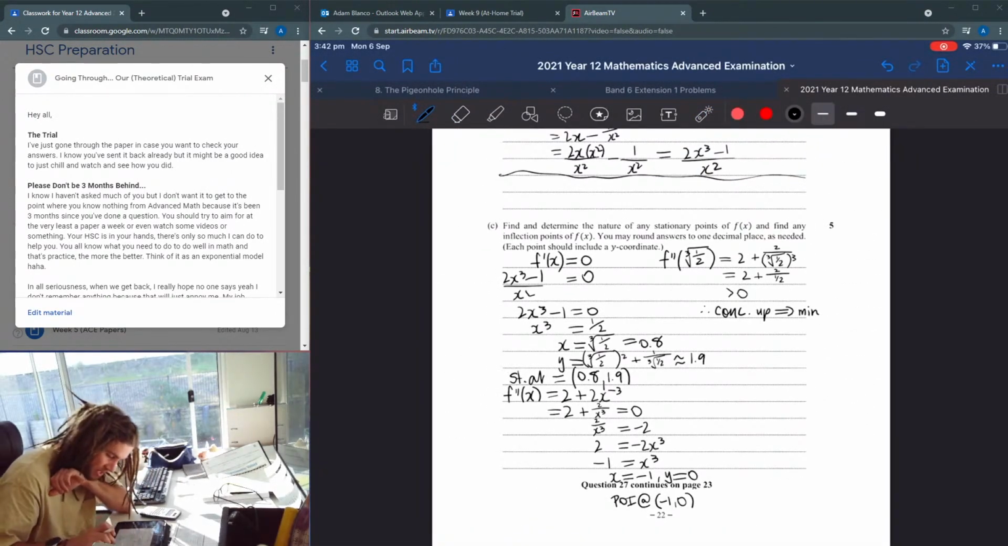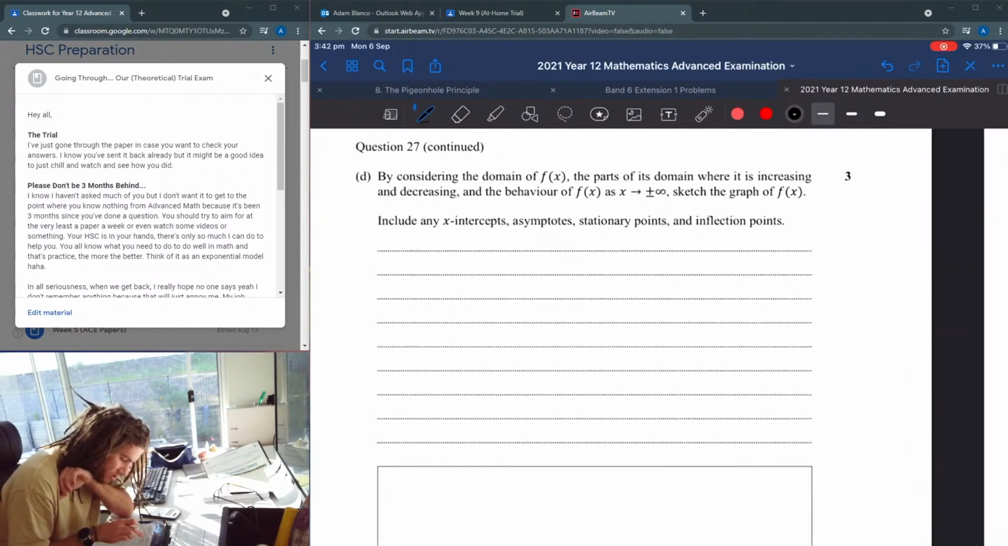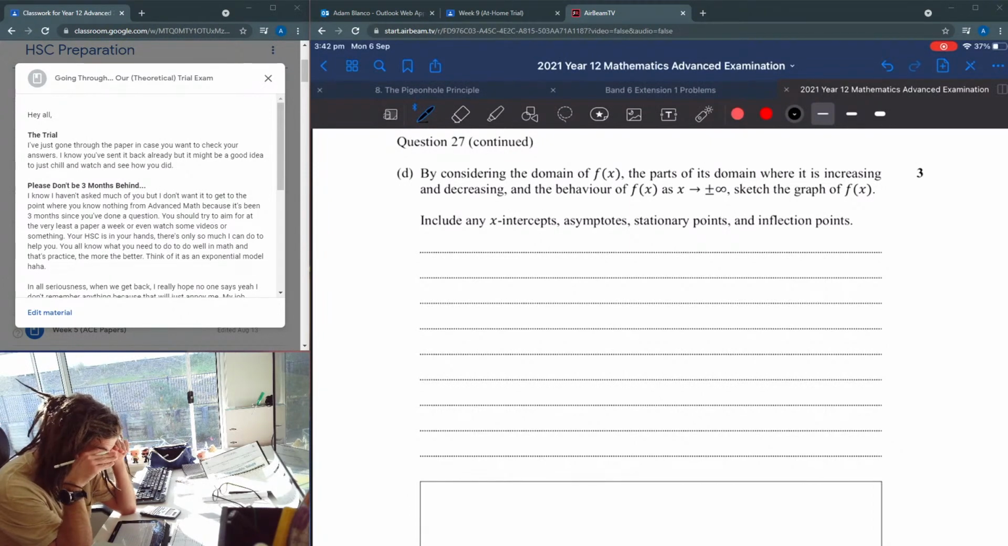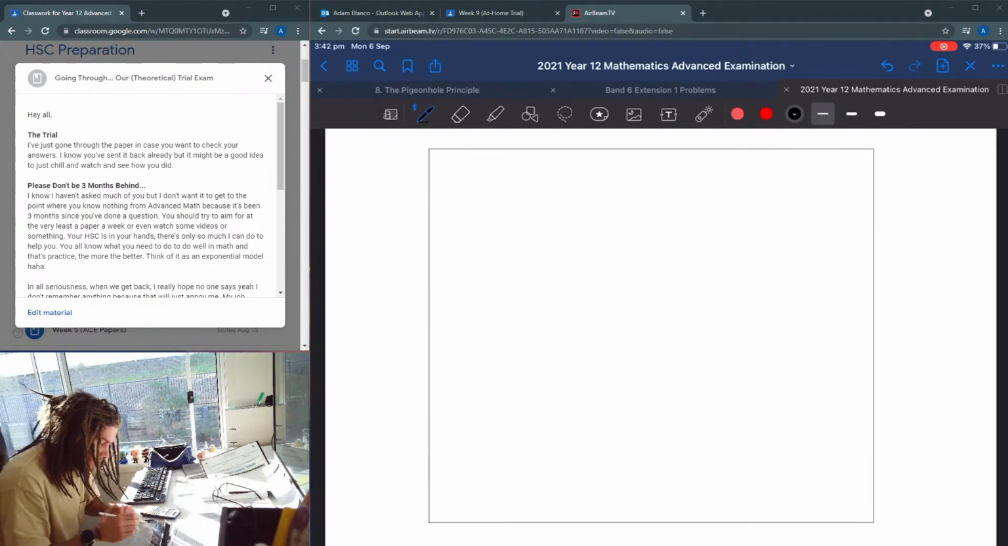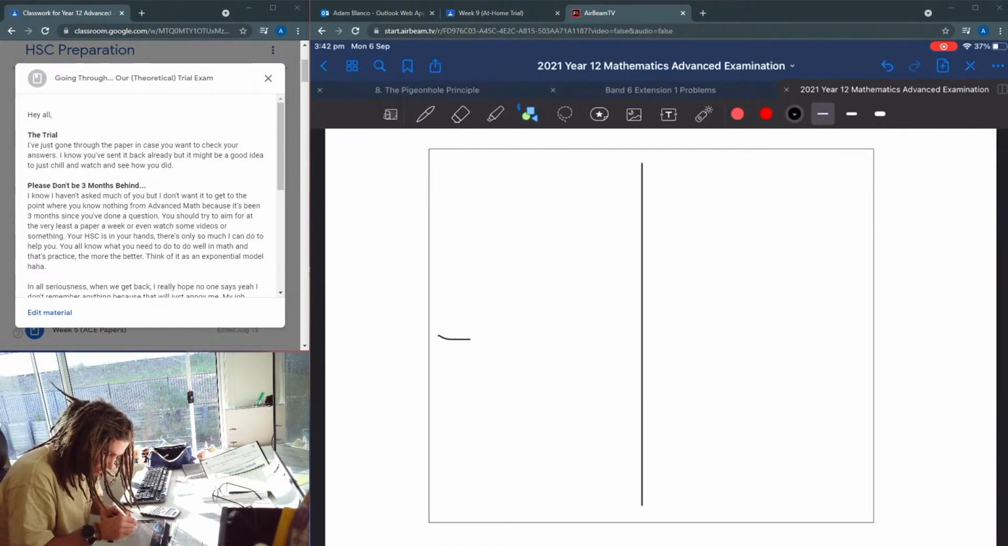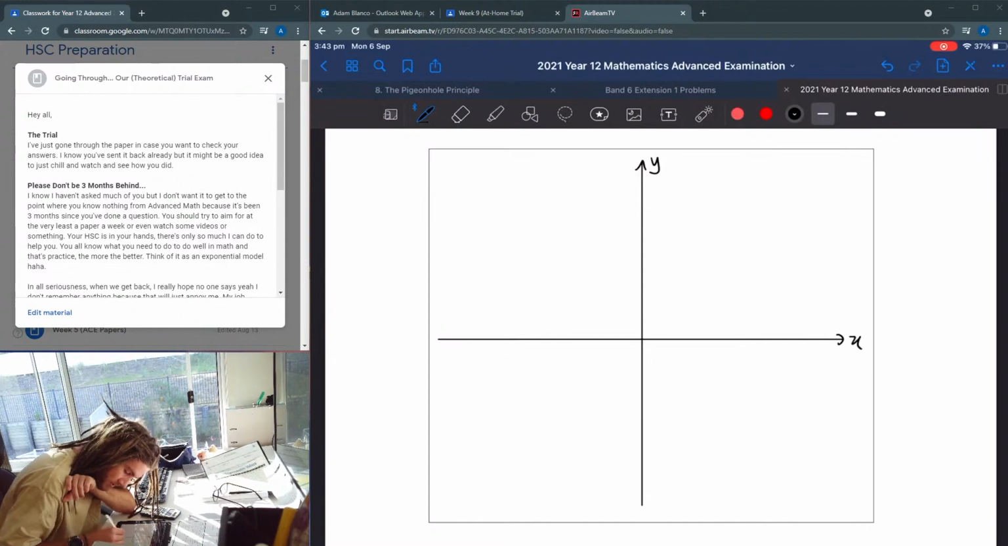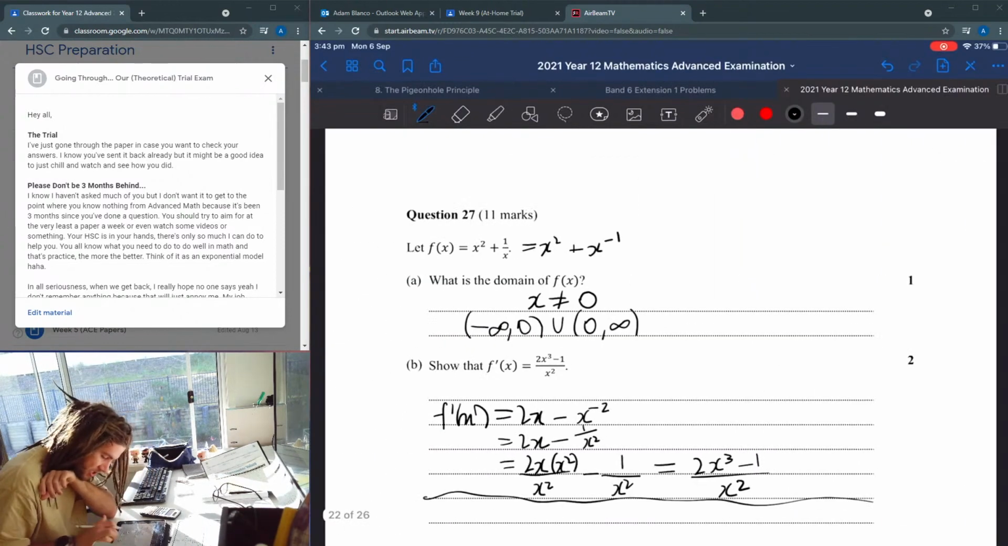Alright, 5 marks there. By considering the domain, the parts of its domain where it's increasing and decreasing, and the behavior as it approaches infinity and negative infinity, sketch this graph. Include x-intercepts, asymptotes, stationary points, and so on. Yeah, okay. These are fun. I reckon these are fun questions. Alright, let's just include everything I've got.